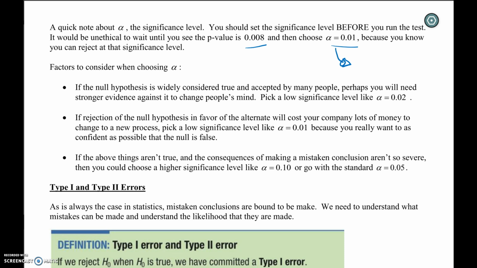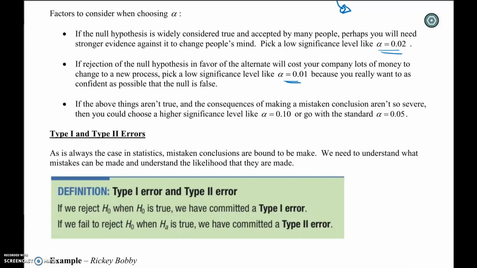Factors to consider when choosing alpha. If the null hypothesis is widely considered true and accepted by many people, perhaps you need strong evidence to change people's minds, so pick a low value. A low value means you need a lot of evidence. If rejection of the null hypothesis in favor of the alternate will cost your company a lot of money to change a process, pick a low value because you really want to make sure that the null is false. If the above things aren't true and the consequences of making this mistake aren't so severe, you can just choose an alpha value of something higher. Or just go with the standard.